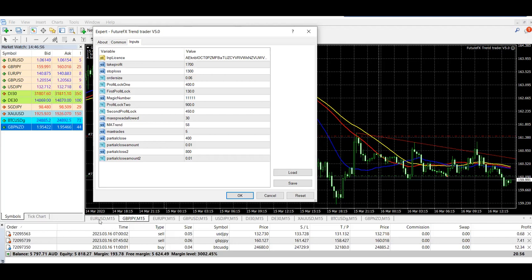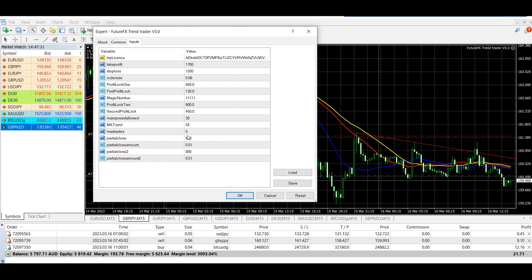And at the moment, what have we got here? 1, 2, 3, 4, 5, 6, 7, 8, 9. There's 10 pairs that I'm currently using that I have Trend Trader on this account. So I've got a lot of pairs that it's looking at, but at no time will it be able to trade on more than 5 at any one time.